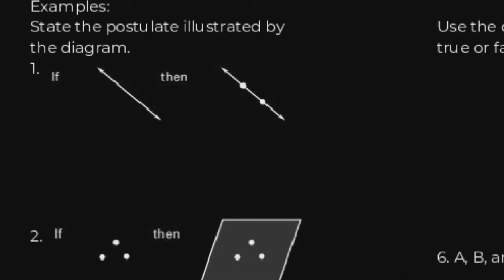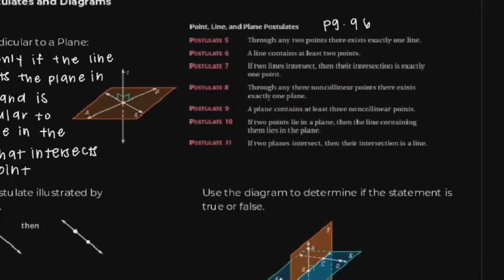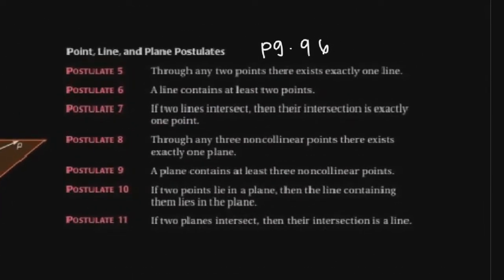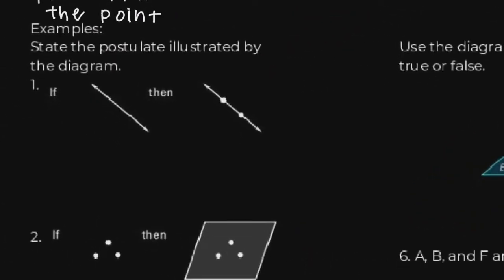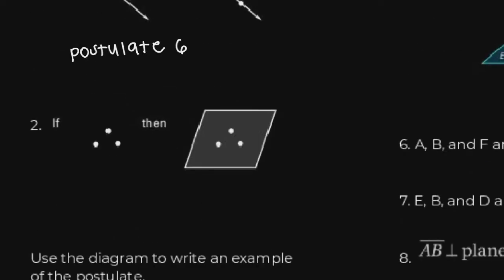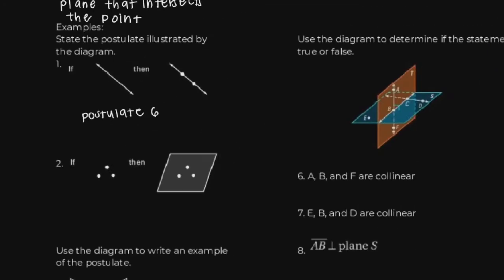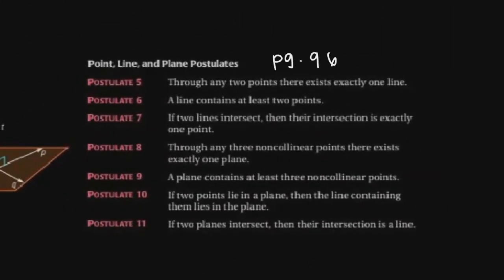If there's a line, then there are at least 2 points on the line. And if we look at the postulates, that would be postulate 6. Next we have if 3 points are non-collinear, then there exists a plane. And if we look at the postulates, that would be postulate 8.